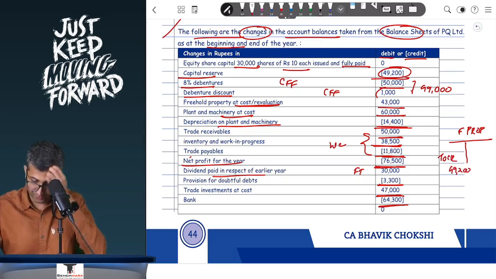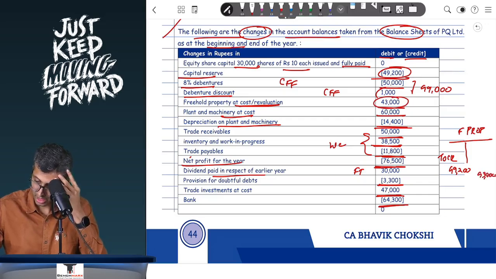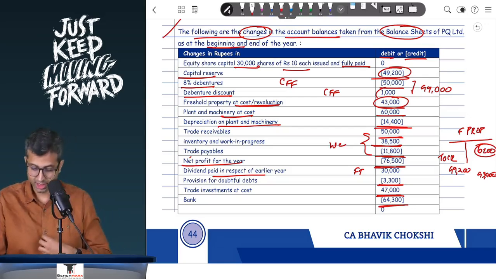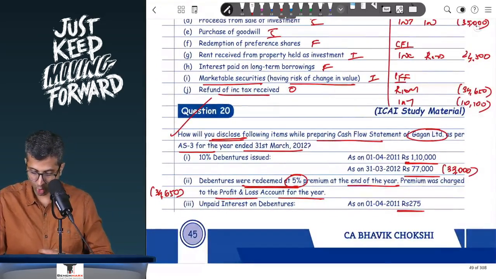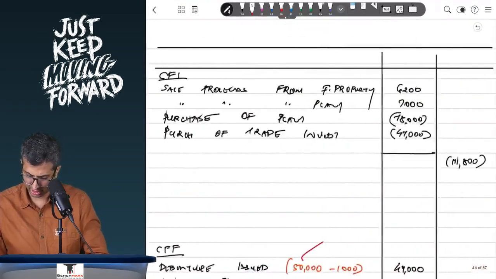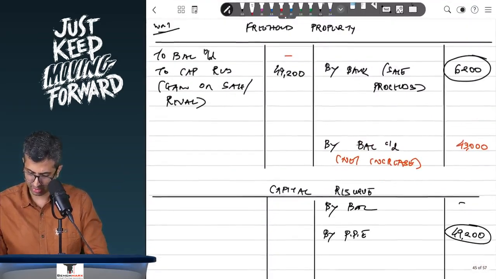अच्छा, बट सामने मेरा फ्रीहोल्ड प्रॉपर्टी बढ़ कितने से रहा है 43,000 से, and hence there would be a net difference between 49,200 and 43,000. There's a net difference of 6,200. This must be my sale proceeds. So if I go to see over here, when I look at question number 18, I say that देखो, freehold property में क्या हो रहा है.